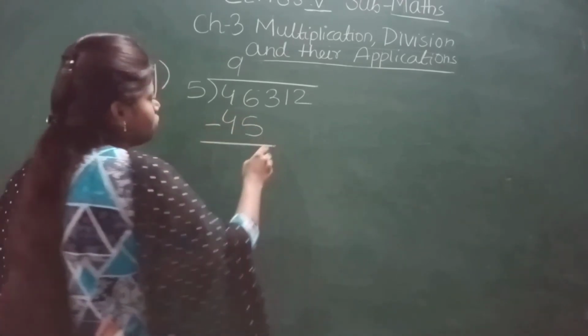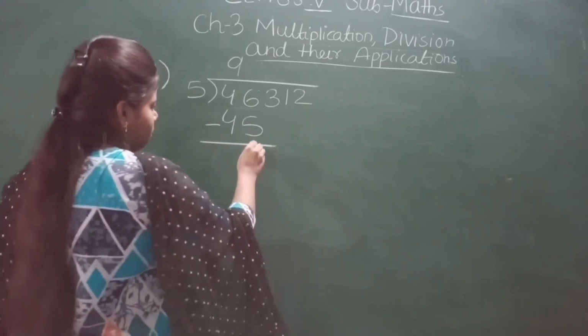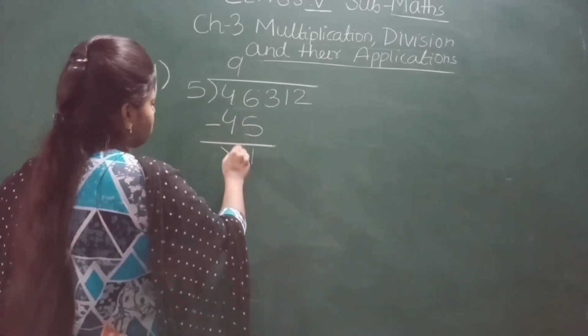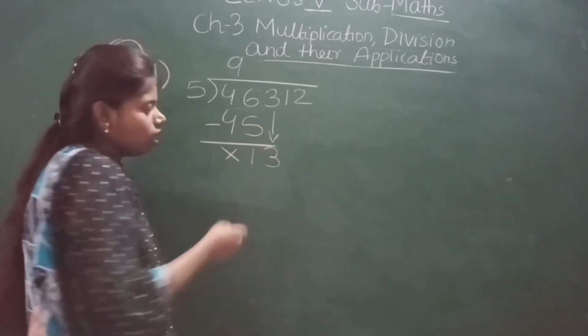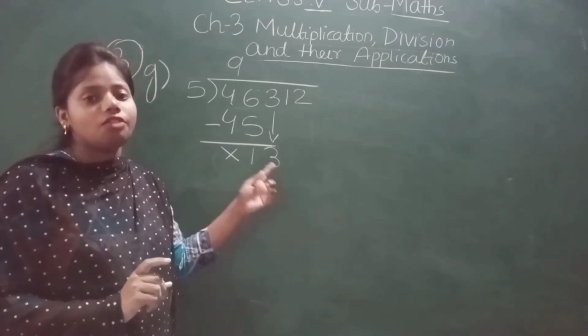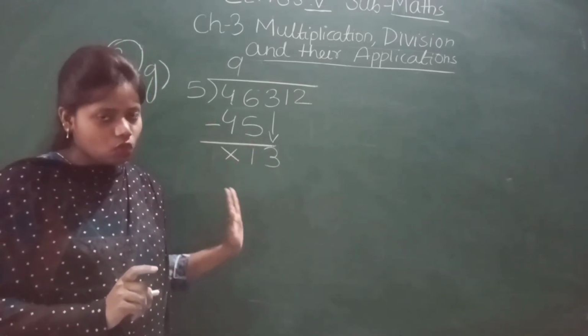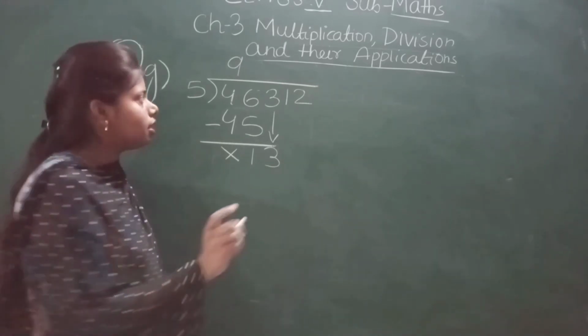Then what do we have to do? We have to subtract. 6 minus 5 is 1. 4 minus 4 is 0. Then we will put a cross. Now we will bring this 3 down. Now it has become 13. Does 13 come in the 5 table? No. But less than this comes: 10.